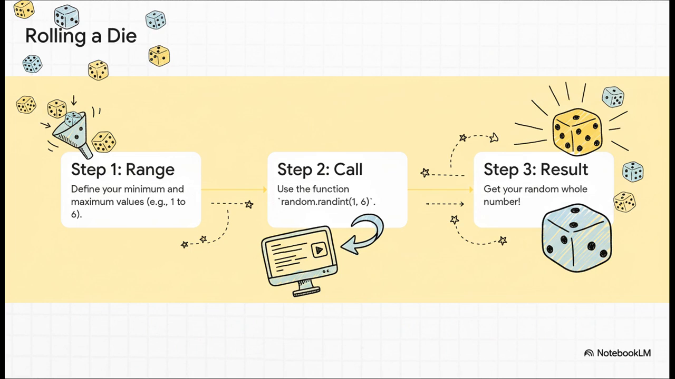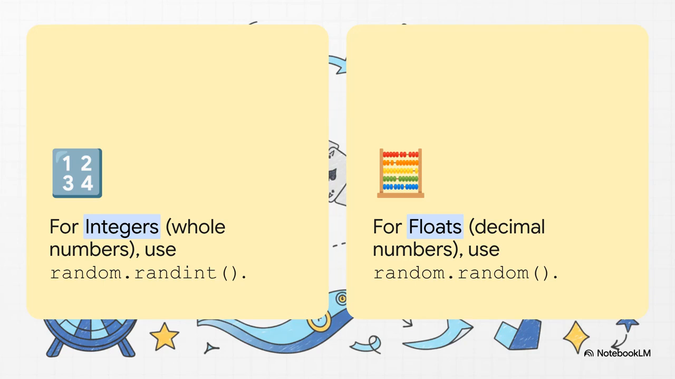And actually using it is incredibly easy. To simulate a 6-sided die, you just call the function with your range, 1 to 6. And just like that, you've rolled a digital die. Before we move on, let's clear up a really common point of confusion. For whole numbers, you use randint. For decimal numbers, or floats, which we're about to talk about, you use a completely different function, random.random. Just keeping those two straight in your head is key.